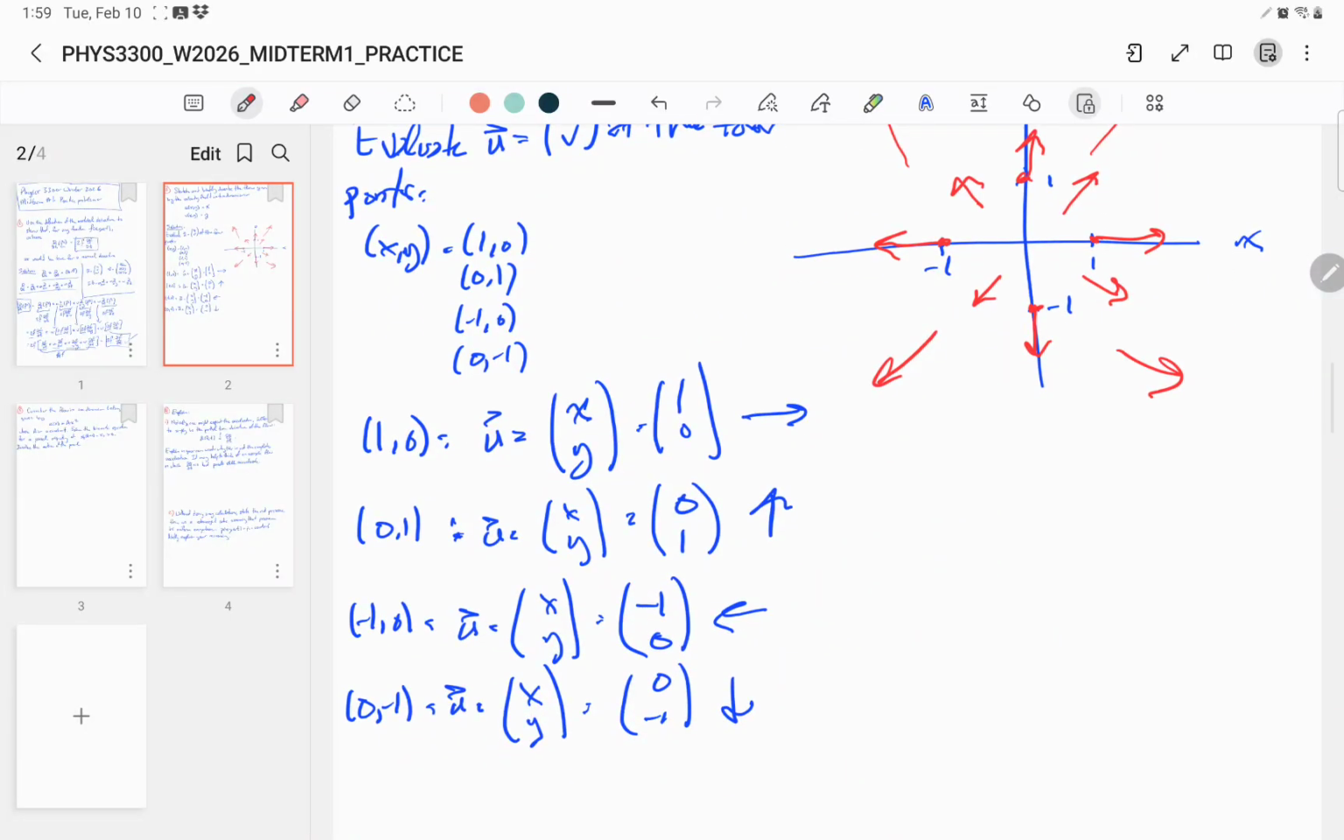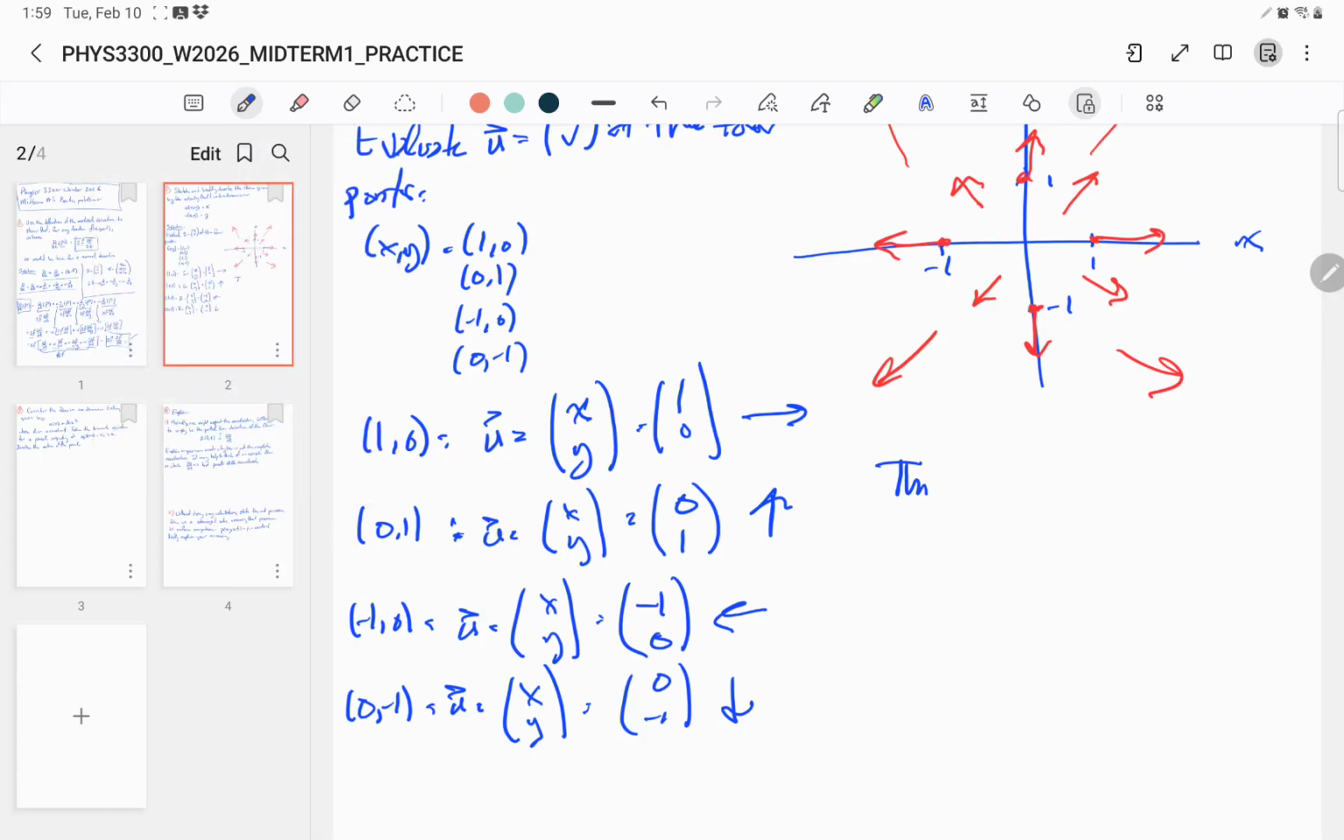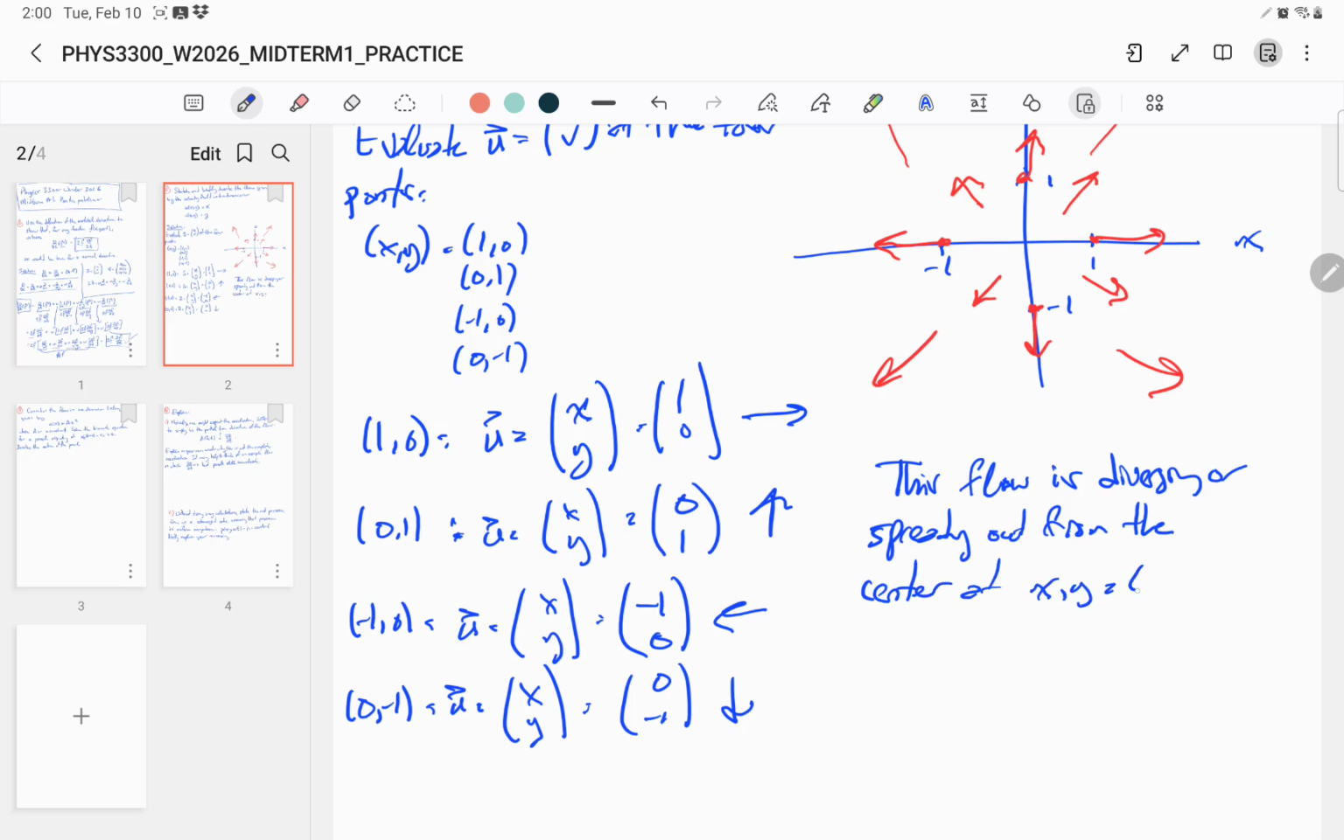So our description would be: this flow is diverging or spreading out from the center at x, y equals 0, 0. And that would be a sufficient answer for that one.